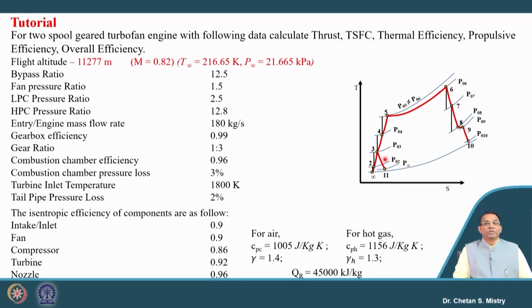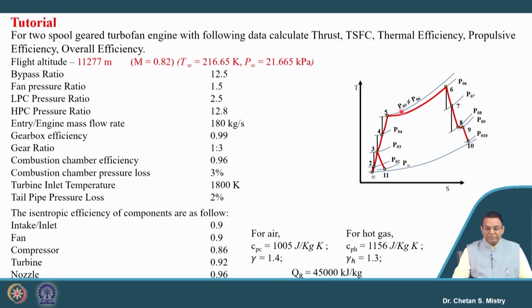Then we have combustion chamber efficiency of 96%. Total pressure loss is 3% in the combustion chamber and 2% in the tailpipe. We have our turbine entry temperature as 1800 Kelvin. And different component efficiencies: intake efficiency is 90%, fan efficiency is 90%, compressor efficiency is 86%, turbine efficiency is 92%, and nozzle efficiency is 96%. So, we have solved the cycle parameters.